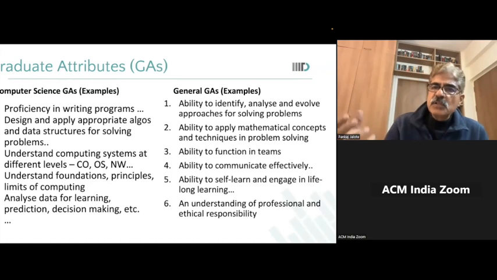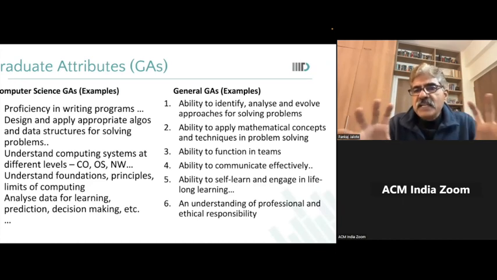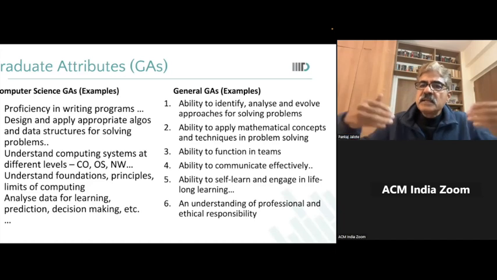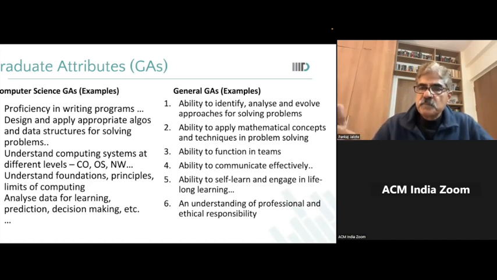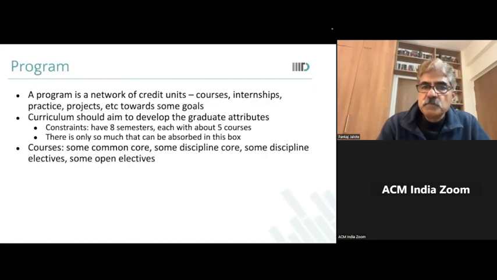And then there are also some general abilities which are across multiple disciplines. All BTechs have them: the ability to solve problems and analyze them, use mathematical concepts, work in teams, communication, etc. So these kinds of attributes define the goals of a program. Okay, so that's what the goals are. That's the first level, the highest level.